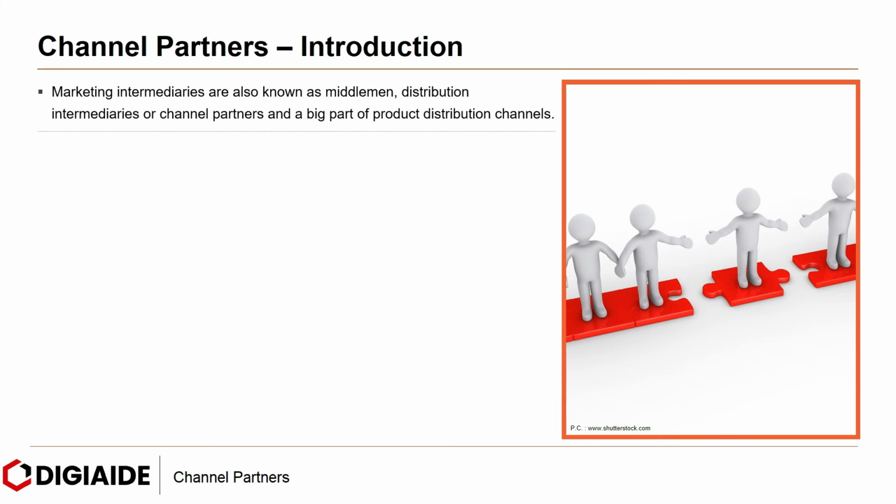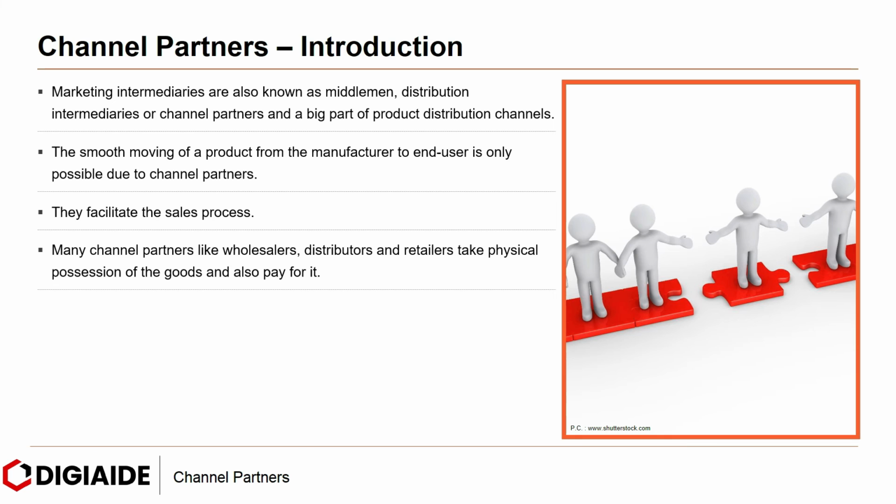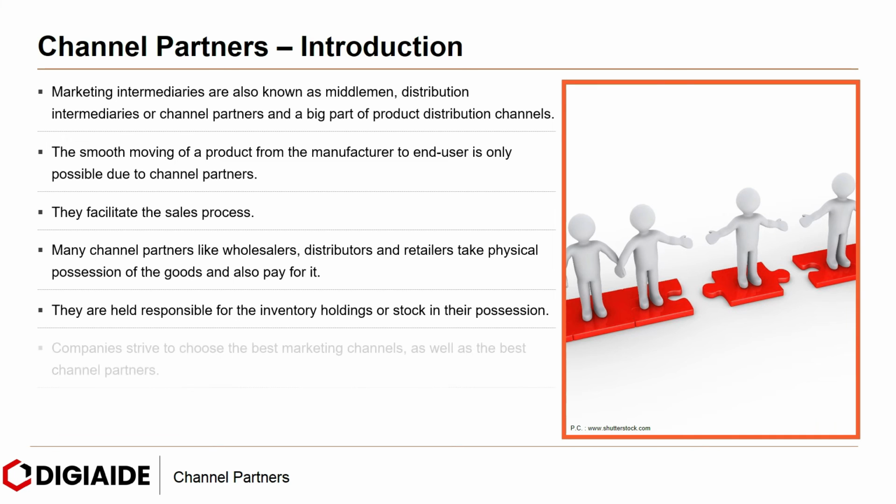Marketing intermediaries are also known as middlemen, distribution intermediaries or channel partners, and a big part of production distribution channels. The smooth moving of a product from the manufacturer to the end user is only possible due to channel partners. They facilitate the sales process. Many channel partners like wholesalers, distributors, and retailers take physical possession of goods and also pay for it. They are held responsible for the inventory holding or stock in their possession.